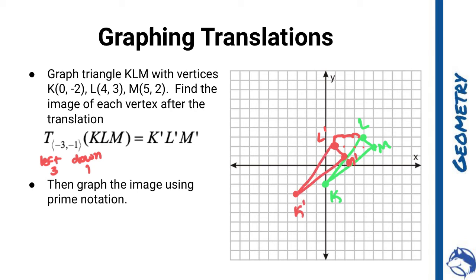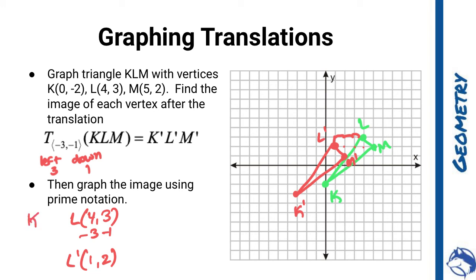And so one of the things that they might ask you for is the new coordinates. Well, L, I can also do it like this. If I had L is 4, 3, I know I'm subtracting 3 and I'm subtracting 1. So L prime is 1, 2. And we can check that, and that checks out in our graph.